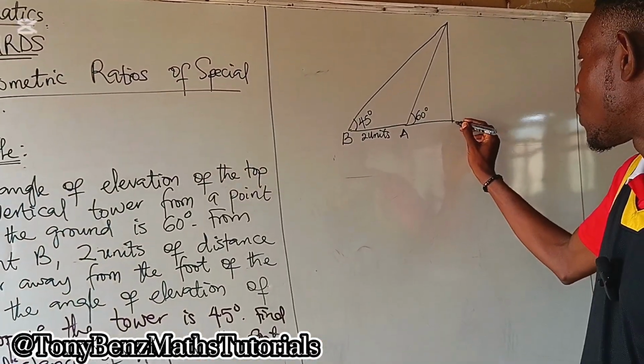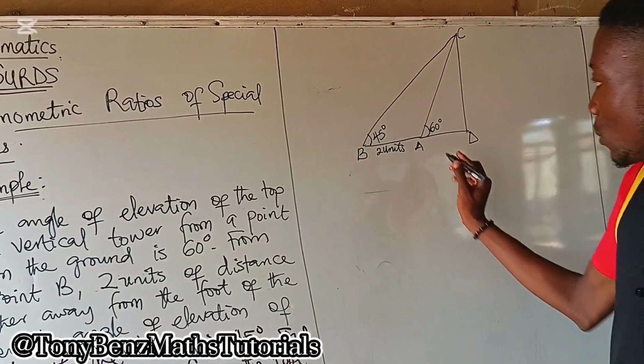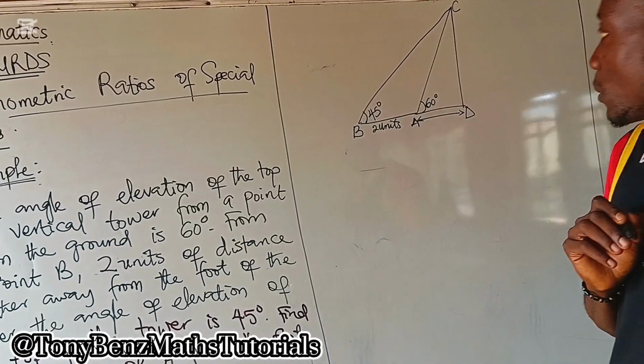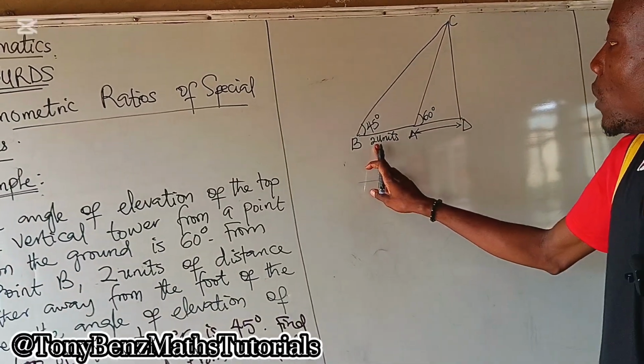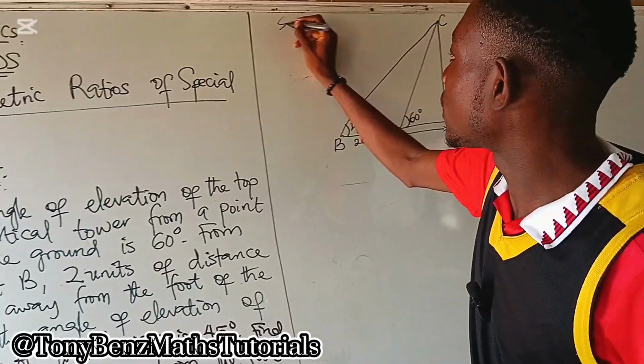They said find the distance of A from the foot of the tower. Let's name this foot of the tower D and name here C. They said we should find from here to here, from A to the foot of the tower. And meanwhile, from A to B is 2 units.